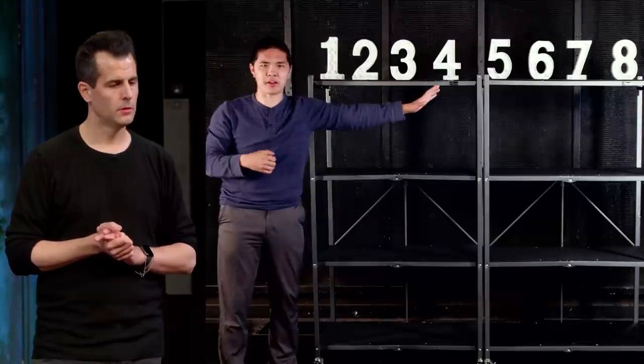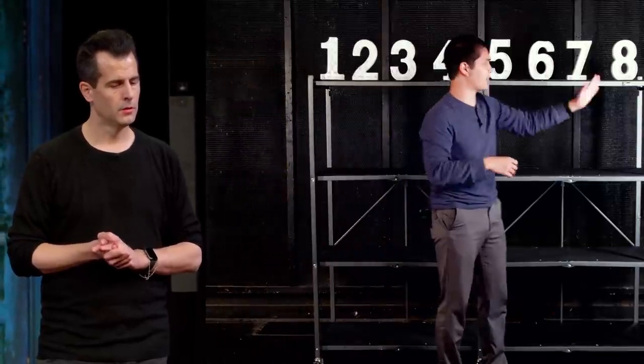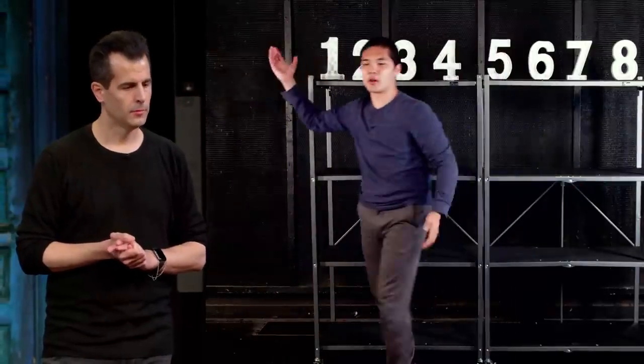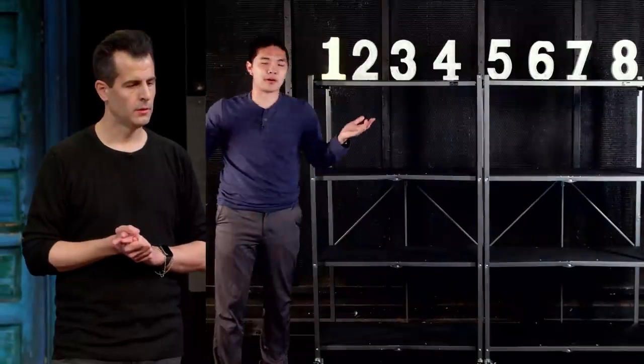I need to check to see if there's anything smaller. So I would check the 2 is bigger, the 3, 4, 5, 6, 7, 8. They're all bigger. So it turns out I was right all along. The 1 was the smallest number, and it's already in place. So now that number is in place.